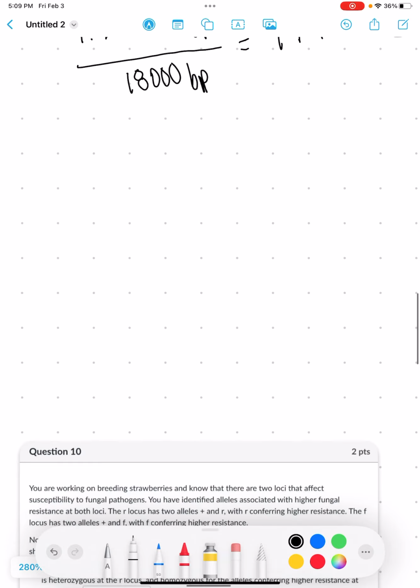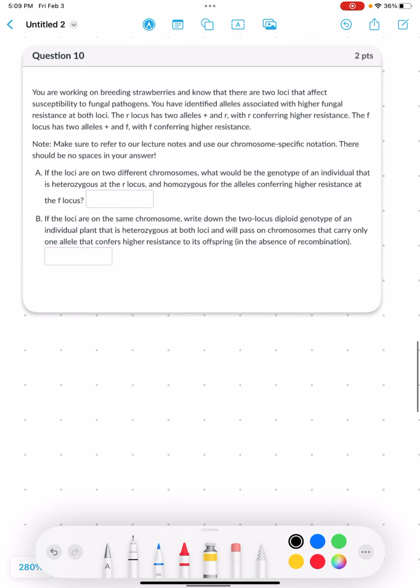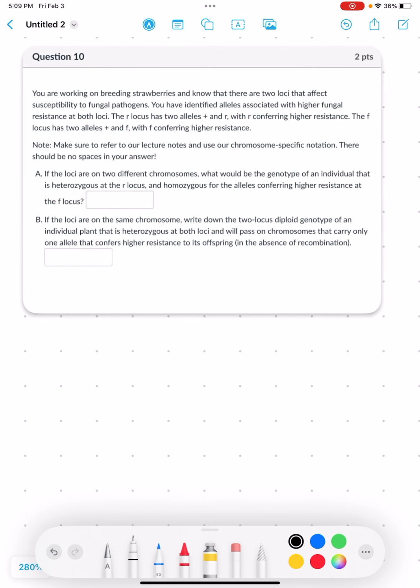On to the next topic, which is question 10 of the practice problems. A lot of people seem to be confused on this, so hopefully we're going to remove some of that confusion. The question says you are working on breeding strawberries and know that there are two loci that affect the susceptibility to fungal pathogens. You have identified alleles associated with higher fungal resistance at both loci. The R locus has two alleles, wild type and R, with R conferring higher resistance. The F locus has two alleles, wild type and F, with F conferring higher resistance.